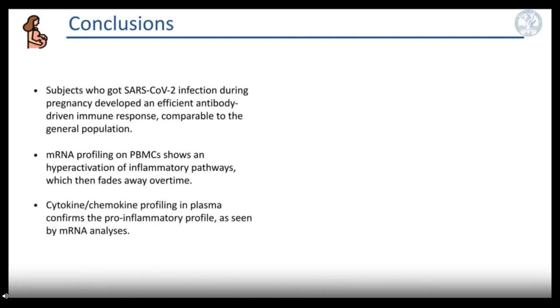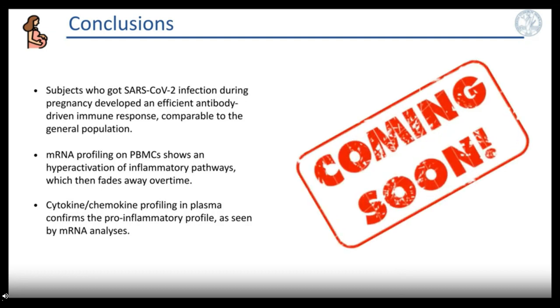Overall, we observed the subjects who got SARS-CoV-2 infection during pregnancy developed an efficient antibody-driven immune response comparable to the general population. mRNA profiling on PBMCs shows a hyperactivation of inflammatory pathways, which then fades away over time. Cytokines and chemokines profiling in plasma confirms the pro-inflammatory profiles, as seen by the mRNA analysis. These data are confirmed by flow cytometric assessment of the T-cell-driven specific response and immunological memory, which are not shown here, but which we hope you can find soon in the full published manuscript.